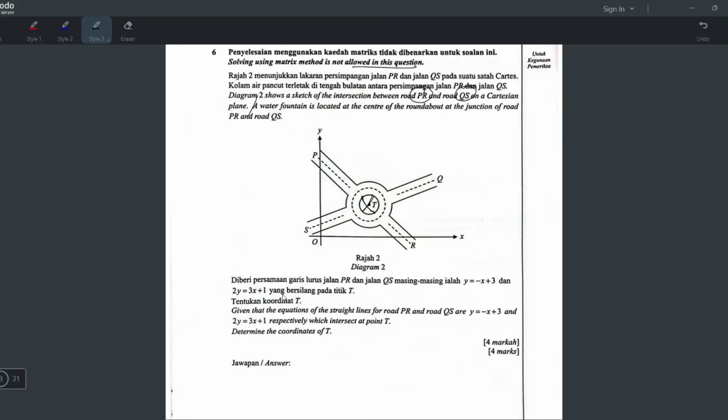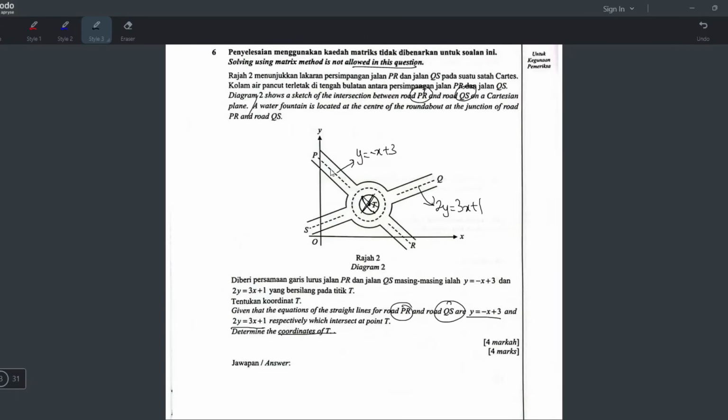Okay, water fountain. So given that the equation of straight line road PR and QS is y equals negative x plus 3 and y equals 3x plus 1, respectively, which intersect at point T, determine the coordinates of T. Okay, let's label the PR equation. So this one is y equals negative x plus 3. And then we have QS is 2y equals 3x plus 1. Alright, after having this, now we can try to find the coordinates of T.